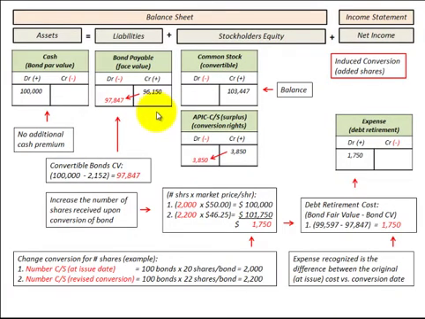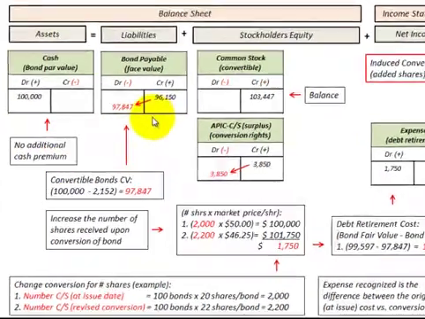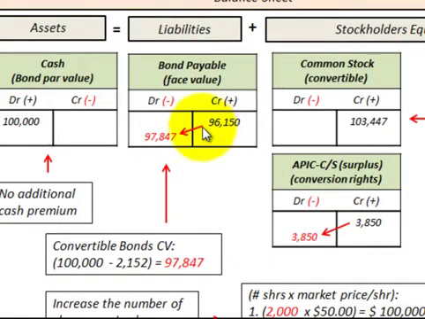Okay, here we're going to look at an induced conversion where we offer our bondholders a greater equity value in the company. That is, we're going to offer them more common shares in exchange for those convertible bonds. And in this case, we're not going to offer them any additional cash premium. So just to start with, we would close out our bonds payable by the carrying value of those convertible bonds at that conversion date. And also we close out this conversion rights or the surplus account.